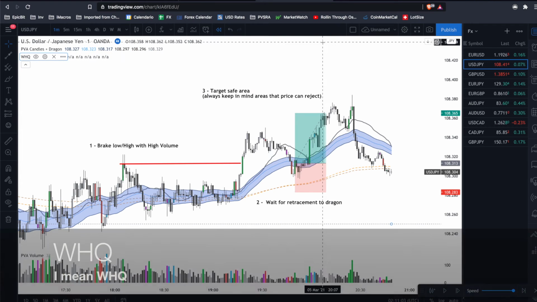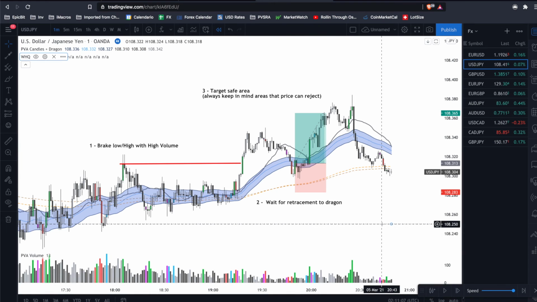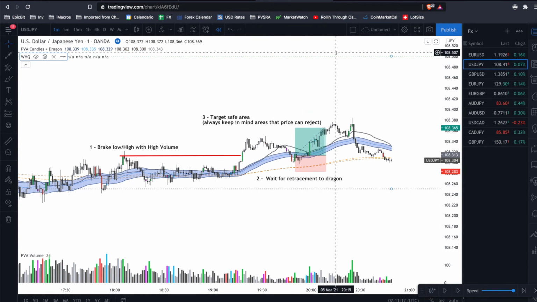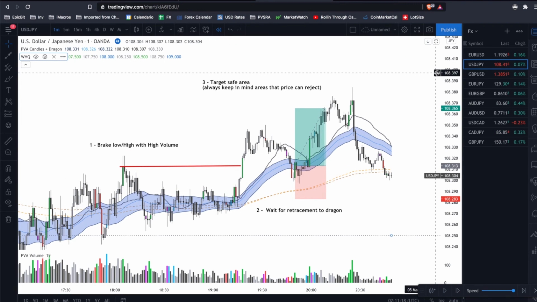I also gonna tell you to add another indicator called WIQ that will allow you to see these key levels. For example, this is the quarter, this is the half level, and this is very important. Our strategy is really simple.